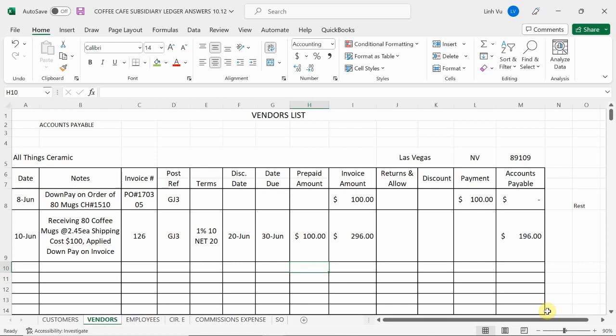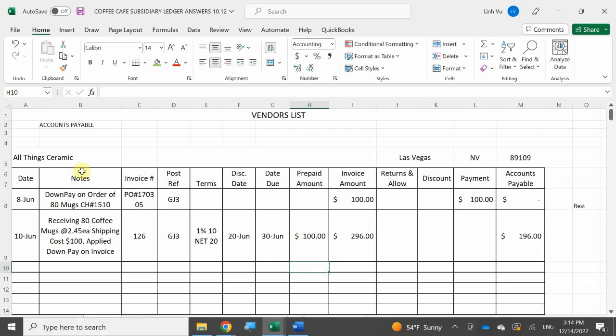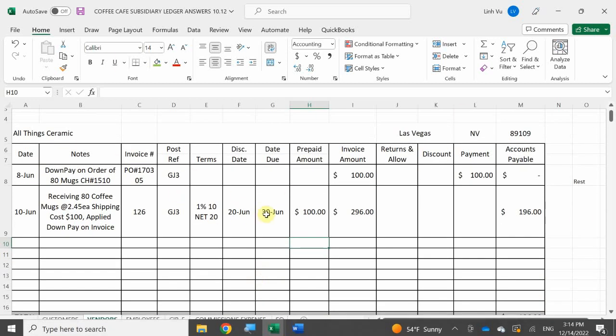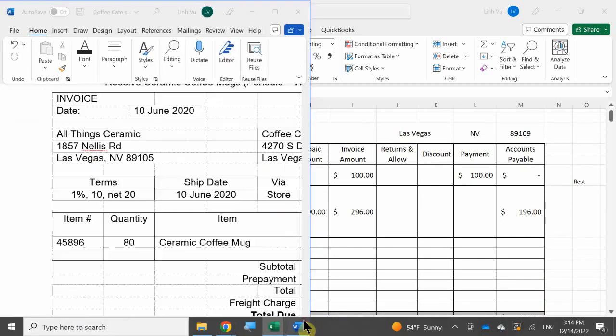And that is it for this section here. Okay? All right. So any questions in regards to the subsidiary ledger?